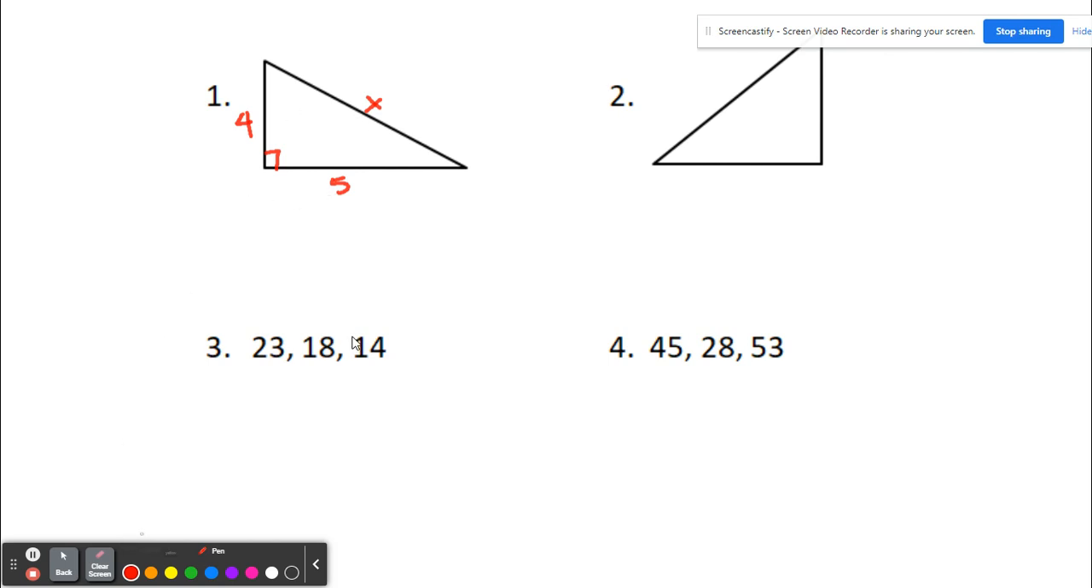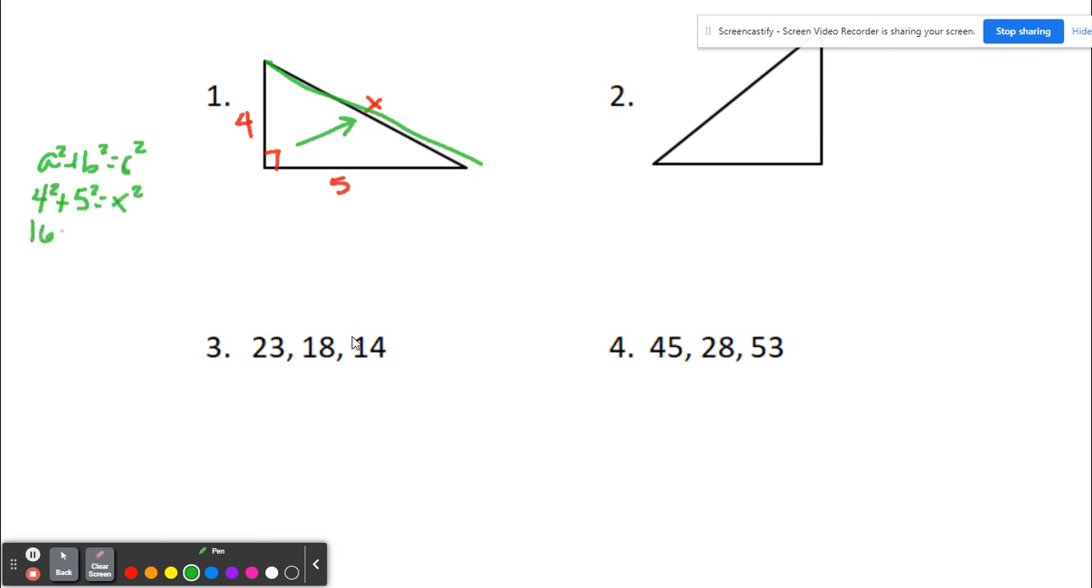Looking at this problem, the first thing I need to do is always identify the hypotenuse. I see right here is the hypotenuse. It is across from the right angle, and it's visually the longest side. So I'm going to come out here to the side. a squared plus b squared equals c squared is the Pythagorean theorem, and I'm going to plug these numbers in. 4 squared plus 5 squared equals x squared.